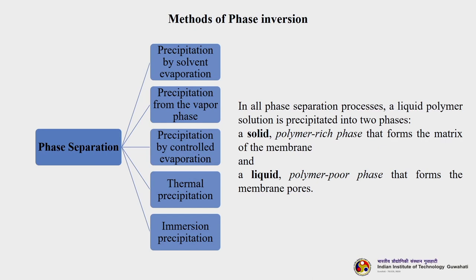We can have precipitation by controlled evaporation. Then we can have thermal precipitation. Then we have immersion precipitation. So, in all phase inversion or phase separation processes, there are two phases.